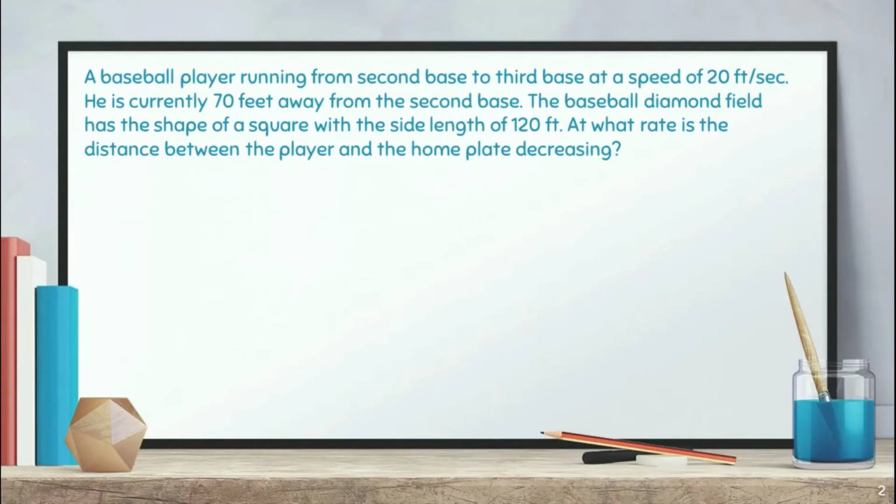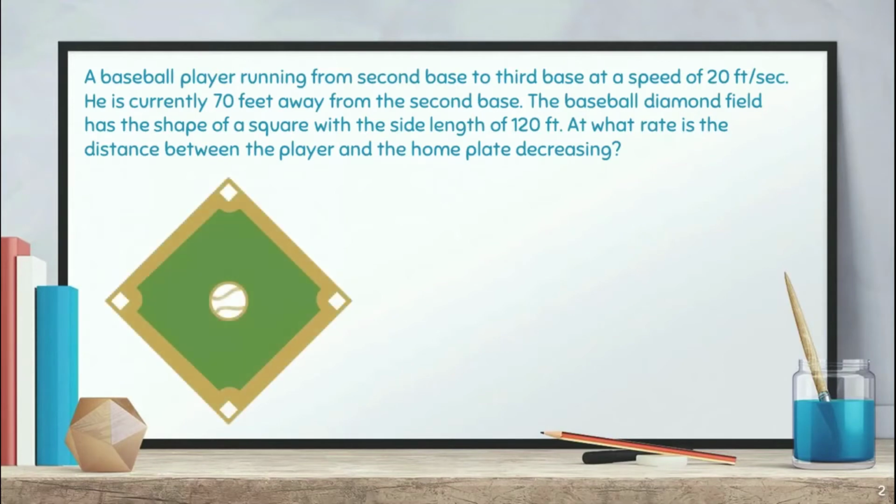So to fully understand this problem, let us have our illustration here. So we have our diamond baseball field here, and let us label this part as home, this part as first base, second base, and third base. Now, a baseball player running from the second base, so from this to the third base. So we have our baseball player here running at the speed of 20 feet per second, and he is now currently at the 70 feet away from the second base.